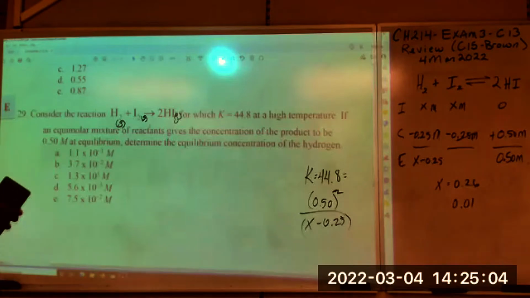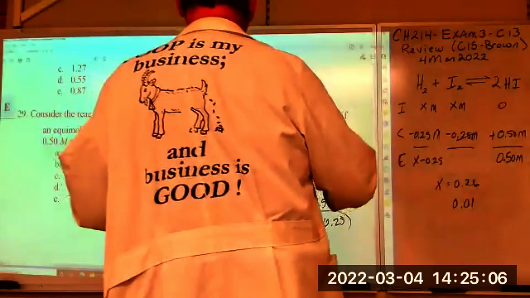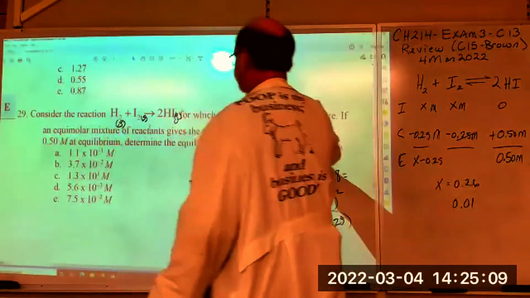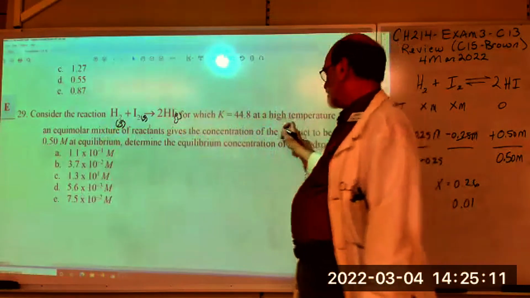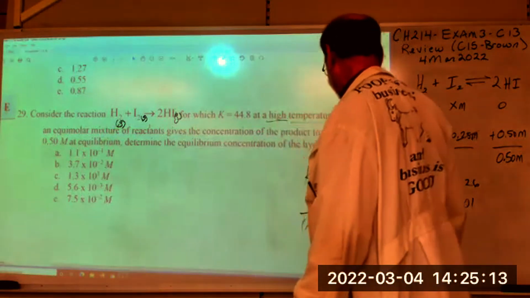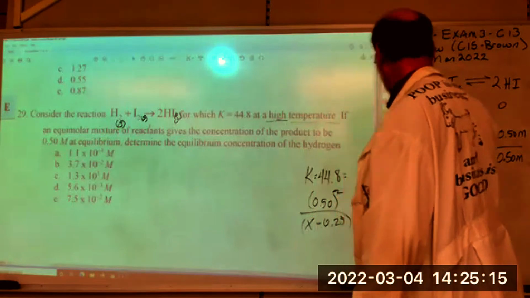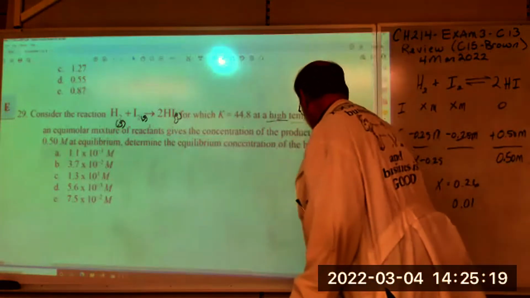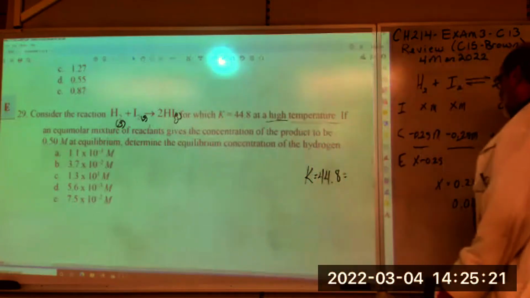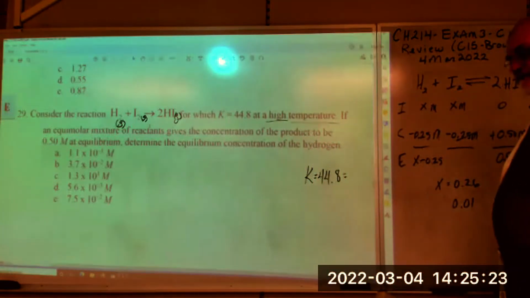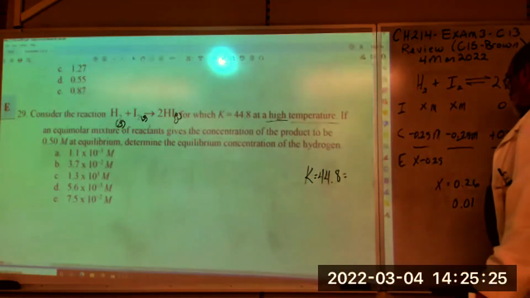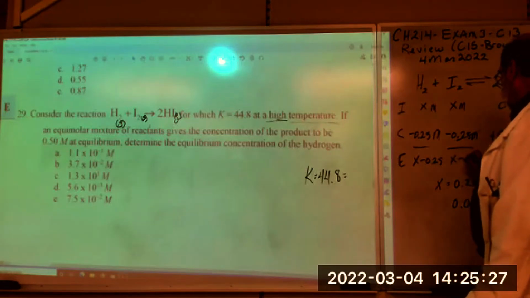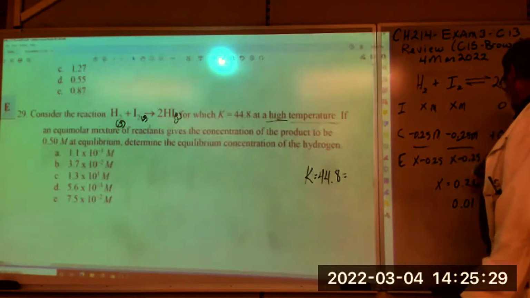Oh, okay. Hold on a second. High temperature. That's the clue. That means they're all gases. So that means this one is X minus 0.25.